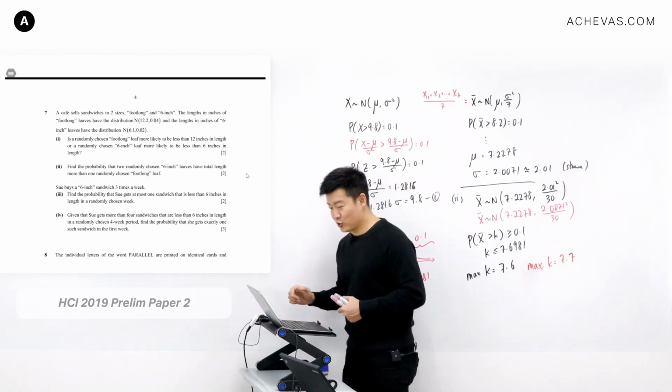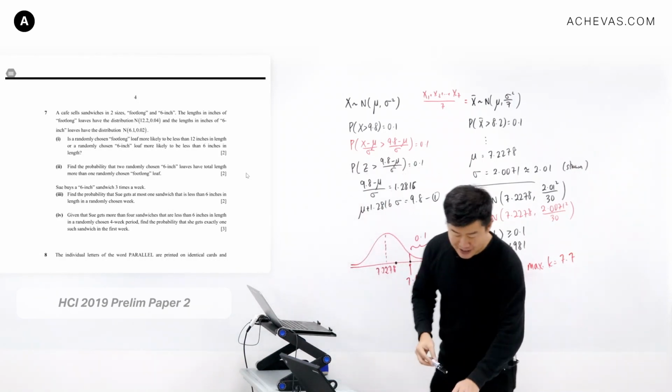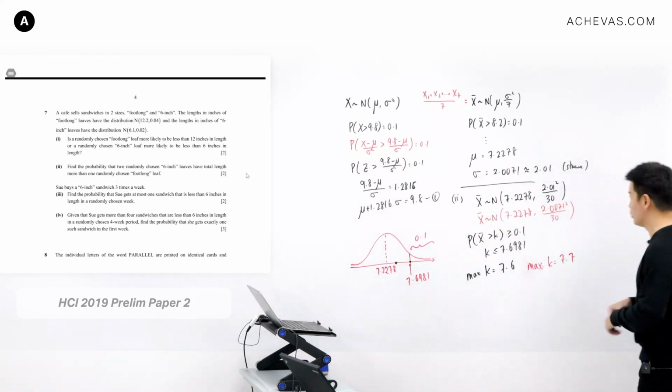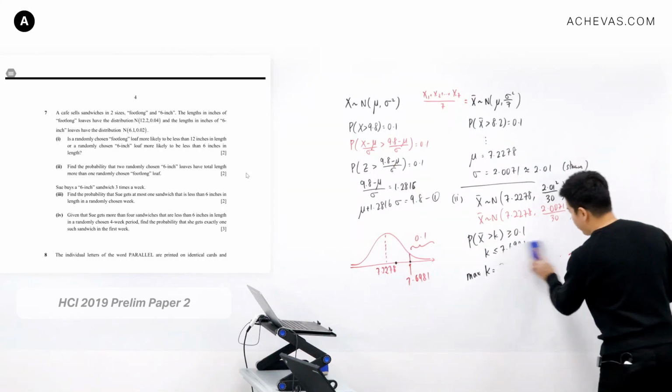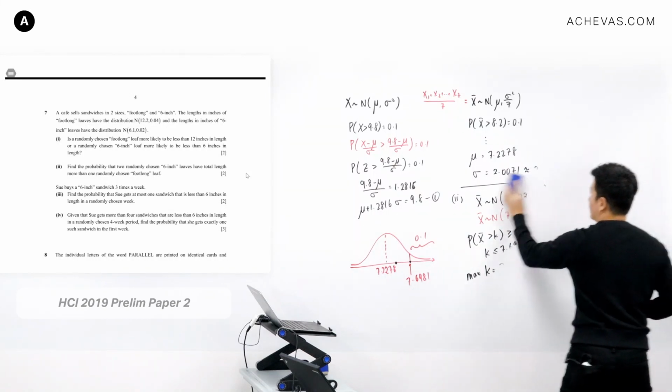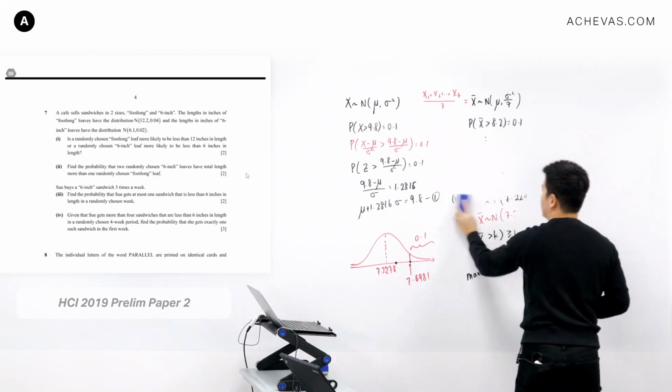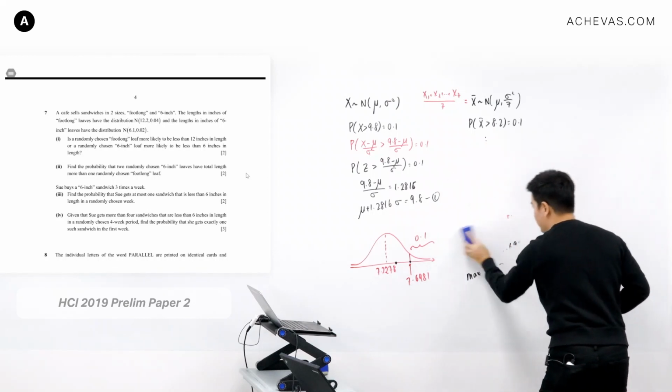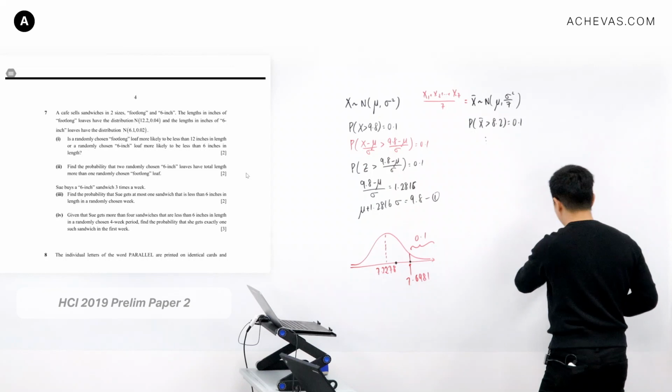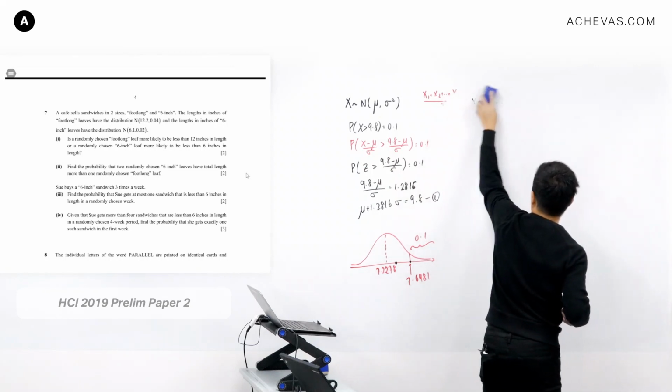Question number 7 is also going to be a pretty easy and manageable question. I'm going to try to do this question also. We will try to warm up to statistics via this question.